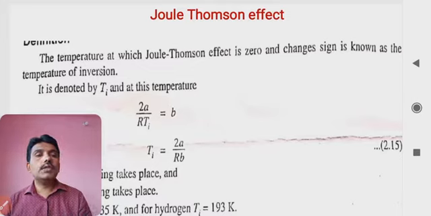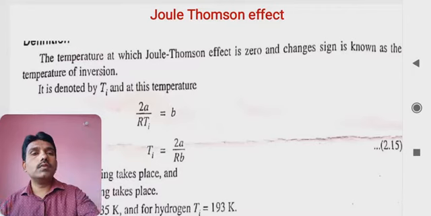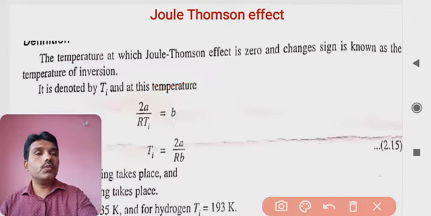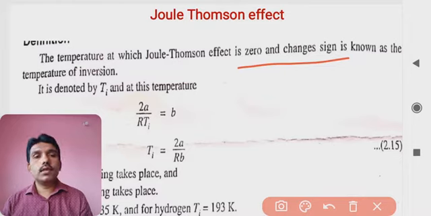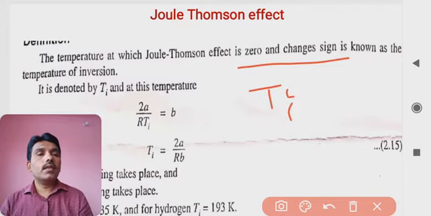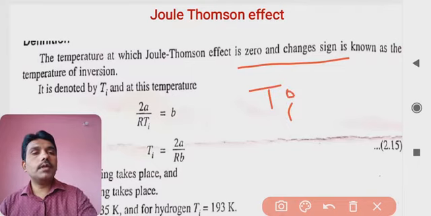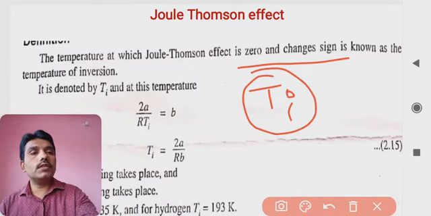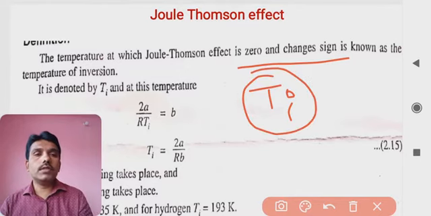So the temperature at which the Joule-Thomson effect is going to be zero, or changes sign, is known as the temperature of inversion, and it is denoted by TI. जसा की आपल्याला माहिती आहे की बॉईल टेम्परेचर म्हणलं तर आपण टी सफिक्स बी लिहितो, मग इथं टेम्परेचर ऑफ इन्व्हर्शन आहे म्हणून टी सफिक्स आय लिहिणार, टेम्परेचर ऑफ इन्व्हर्शन.